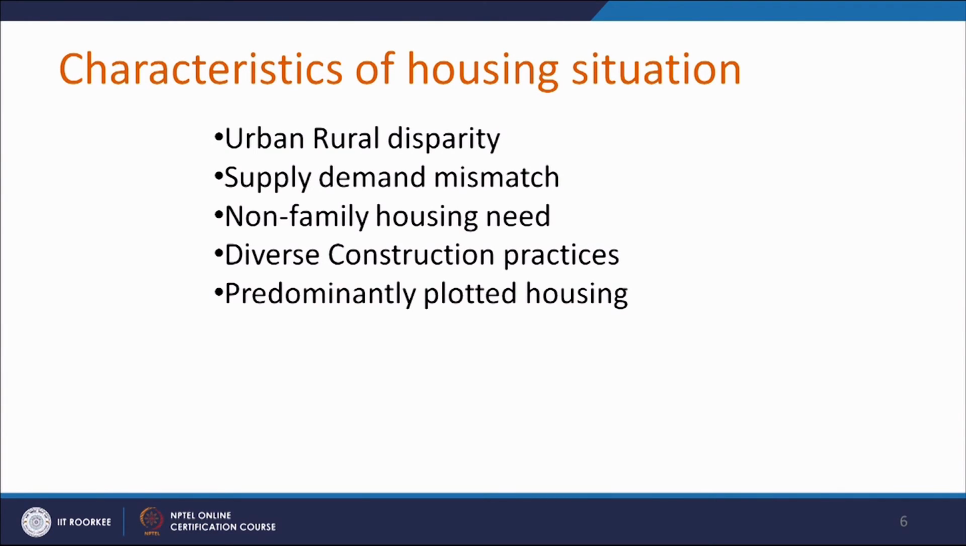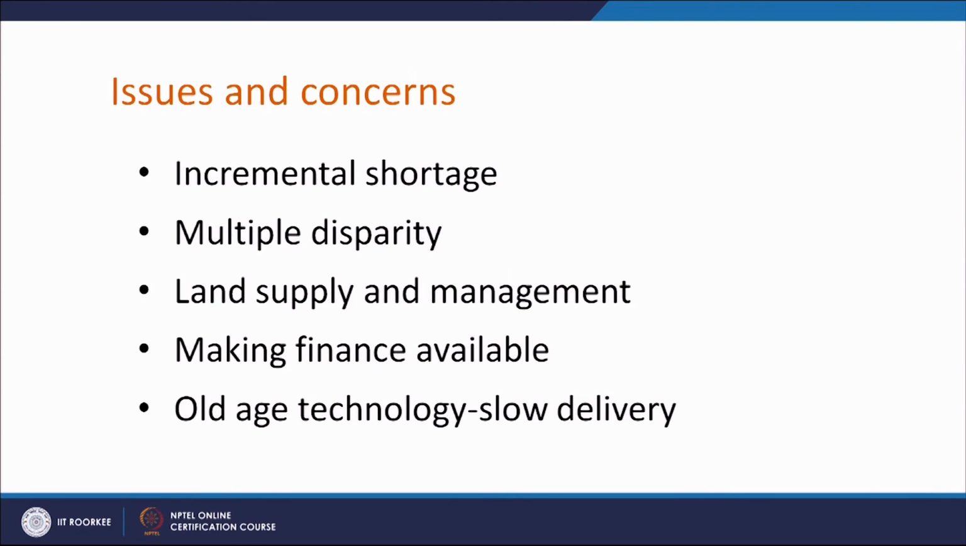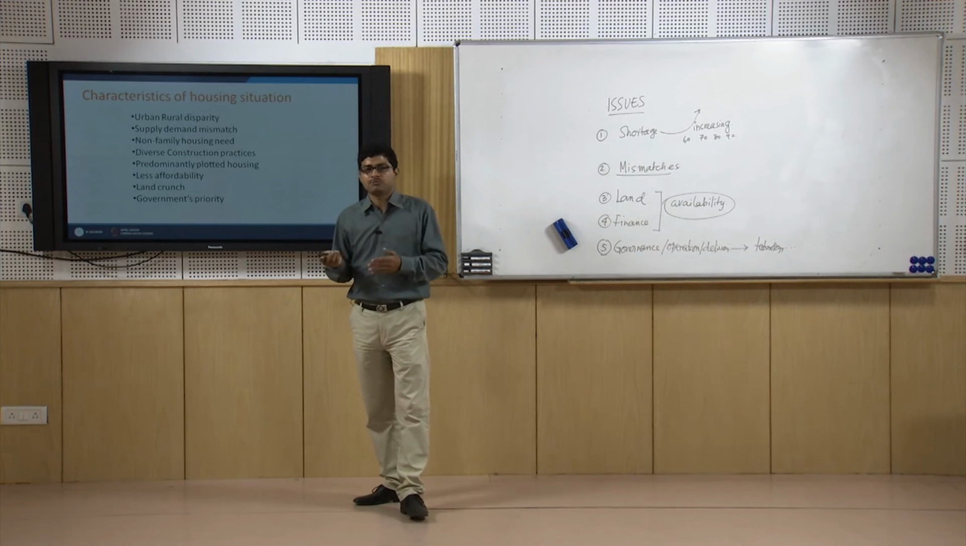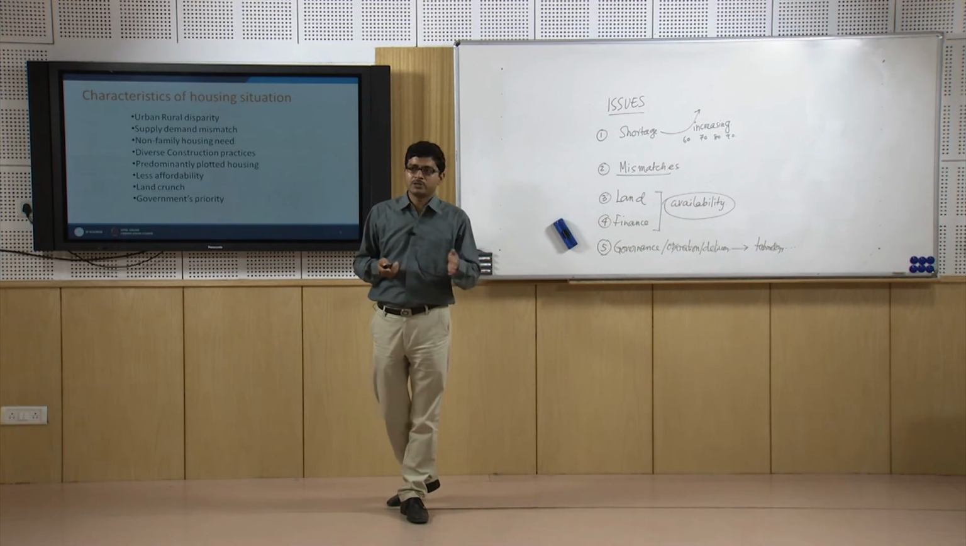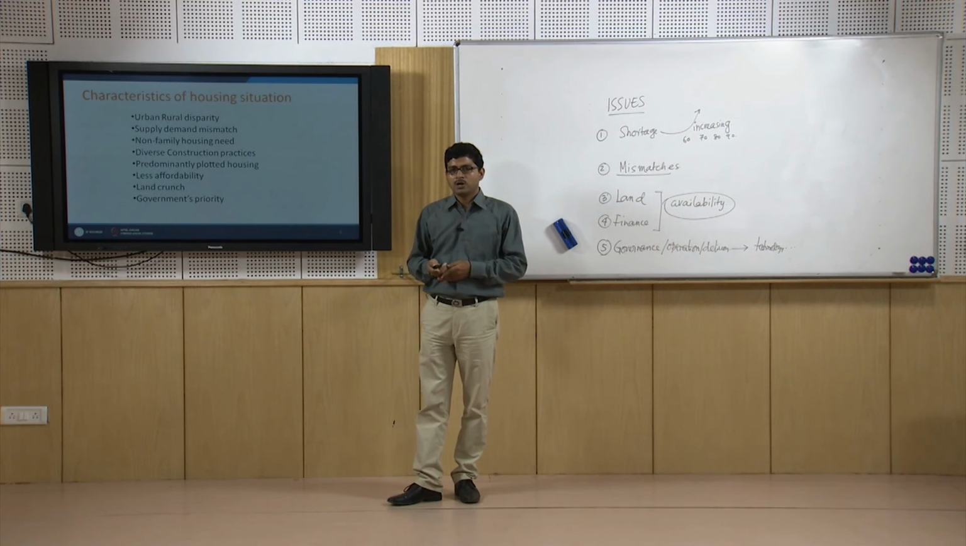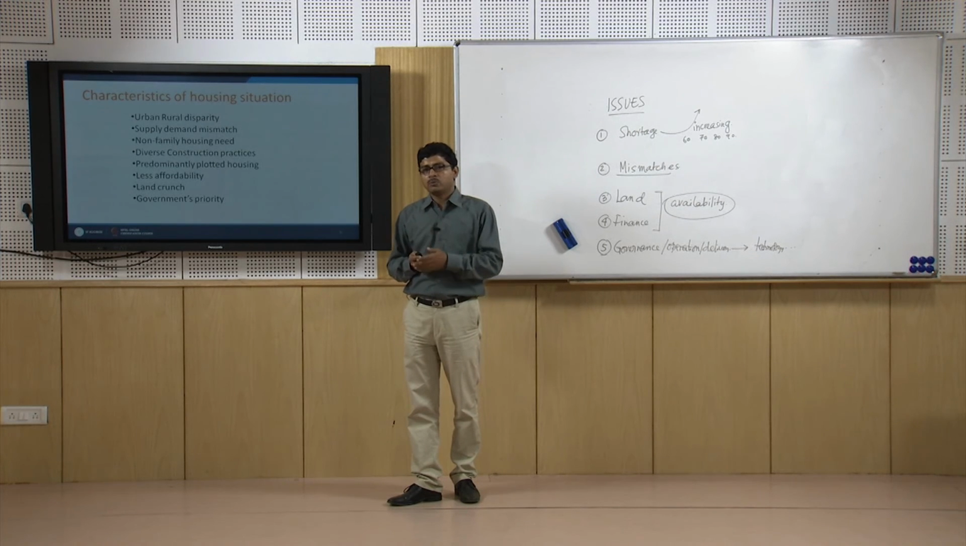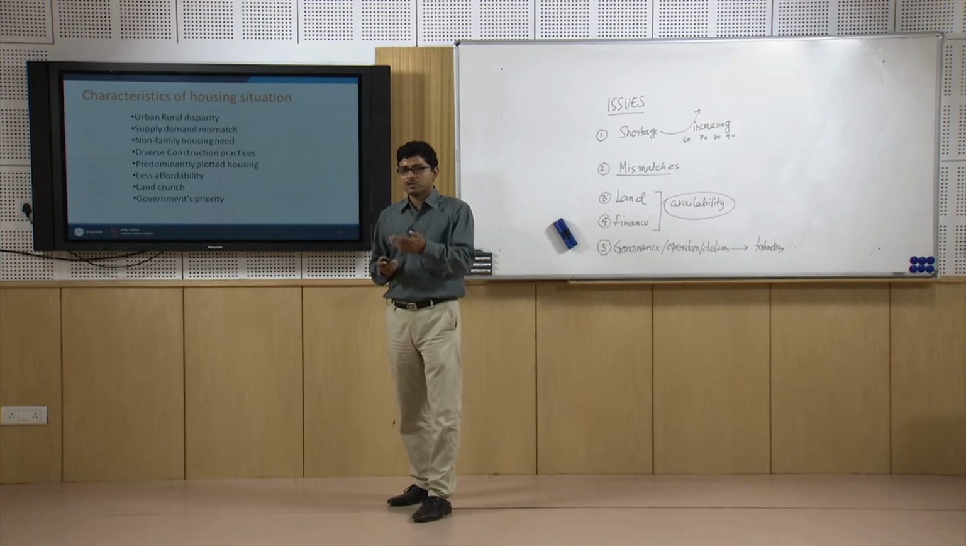Predominantly we have plotted housing, but cities are now moving more towards group housing and multi-storied compact houses. Affordability issues are there, the land crunch I have told you, and government's priority. Since housing is a basic need for the people, apart from food and clothes, housing is the next important basic need. There is always attention from the government, and right now the government has launched various schemes for housing that we will discuss one by one.